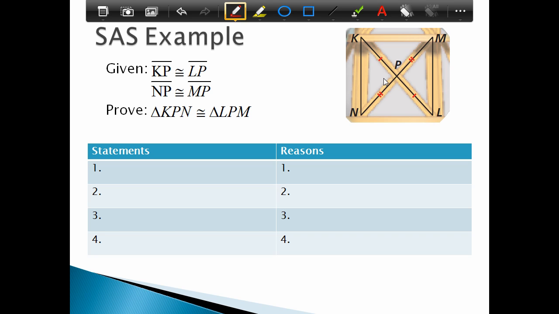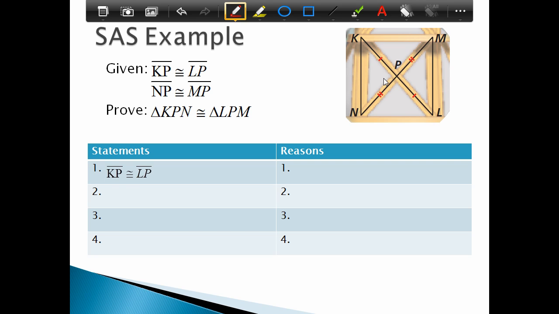So I've got my two given statements. I've got KP congruent to LP. I can see that. It's marked. It looks like P is the midpoint, is another way to say that. And then I've got NP congruent to MP. Once again, P is the midpoint. So P is acting as the midpoint for both of those. Let's start off our proof trying to prove that KPN, the triangle on the left, is congruent to LPM, the triangle on the right. So let's start off with our given statements.